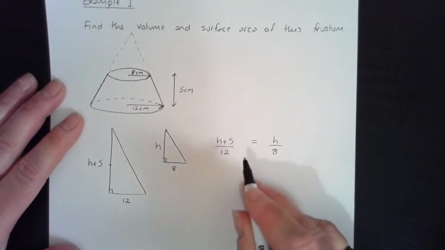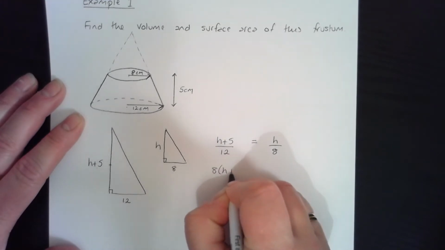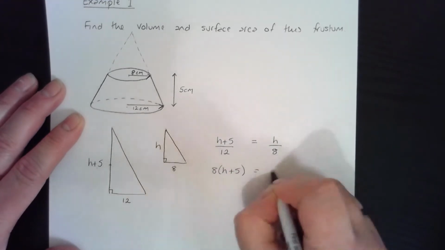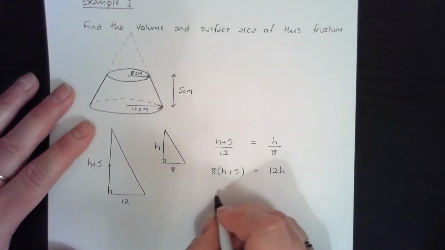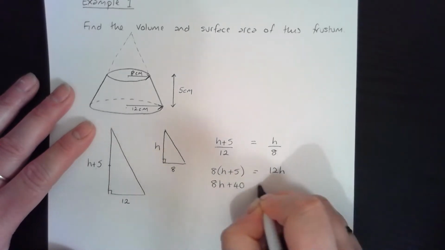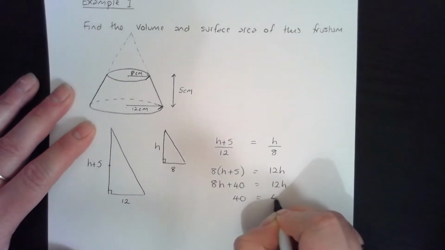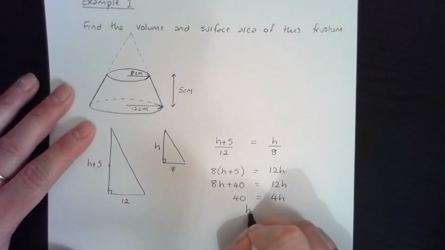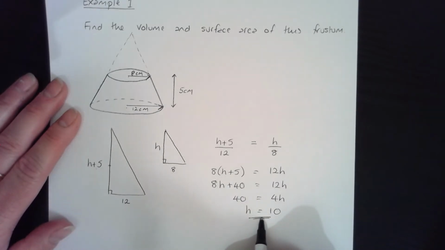Multiplying both sides by 8 and multiplying both sides by 12 gives me 8 lots of H plus 5 is equal to 12 lots of H. And then I just need to multiply out and solve the equation. So 8H plus 40 is equal to 12H. So 4H is equal to 40, which means that H is equal to 10. Which means I now know the height of my small cone is 10 and the height of my large cone is 15.